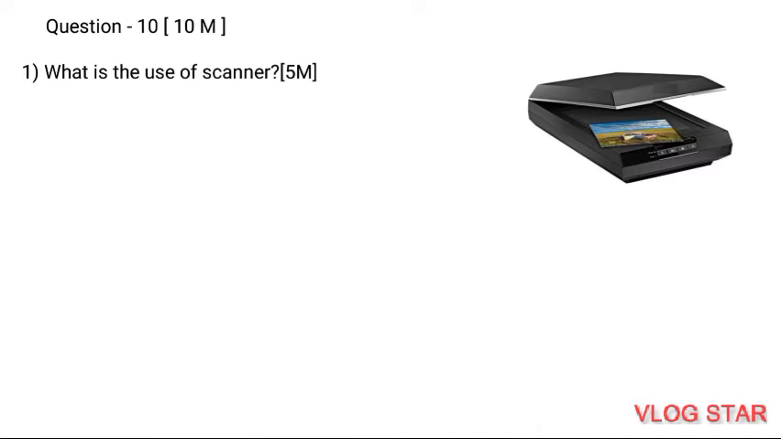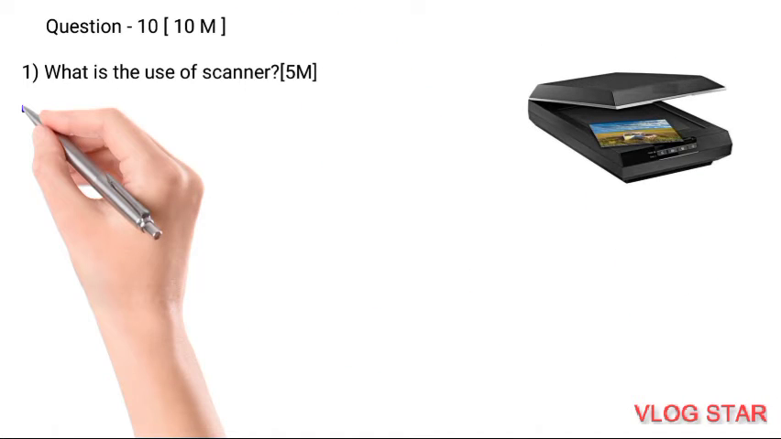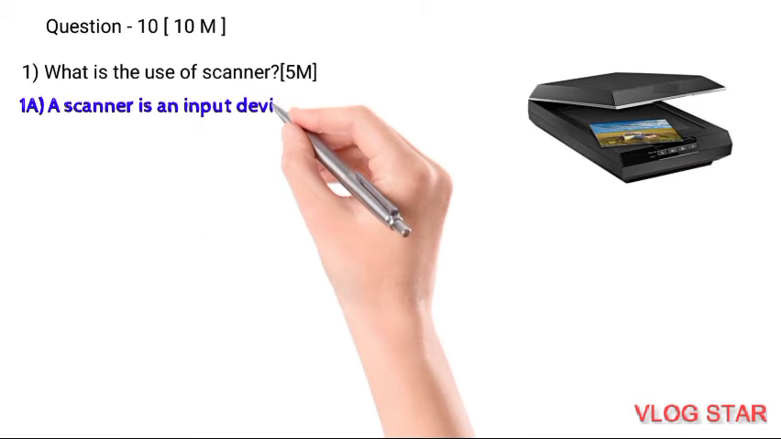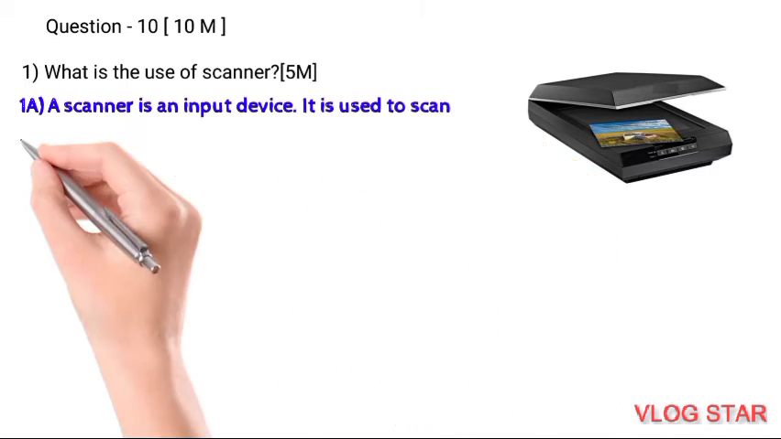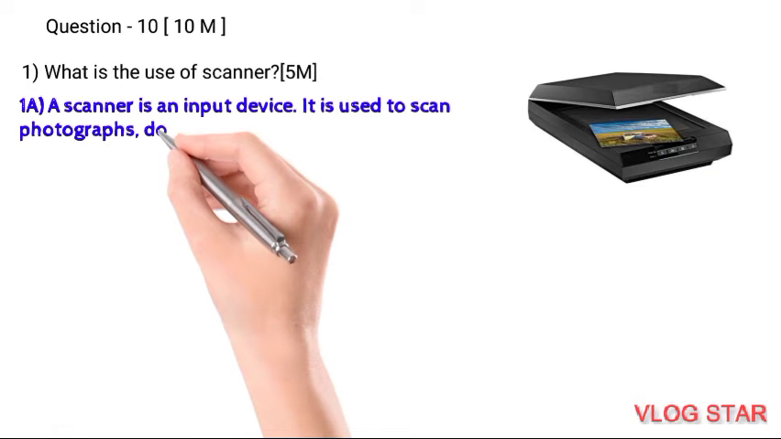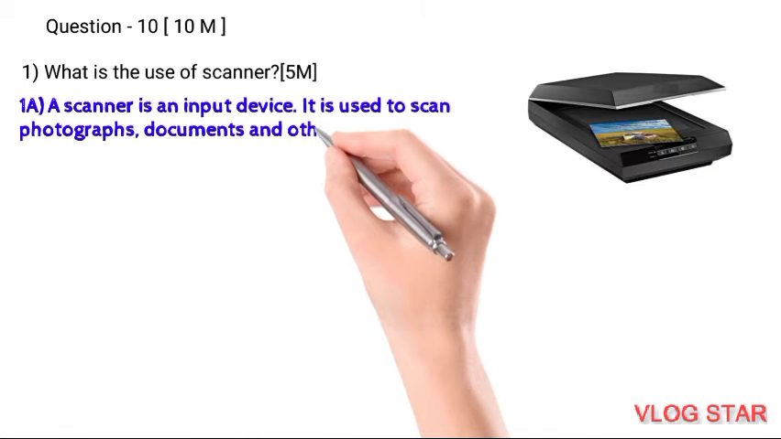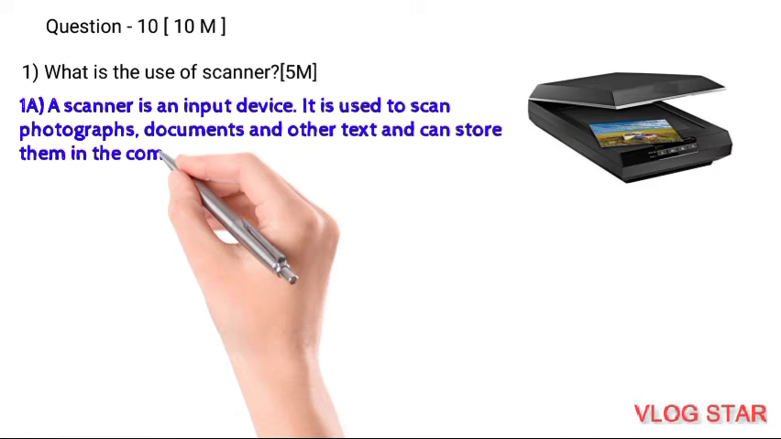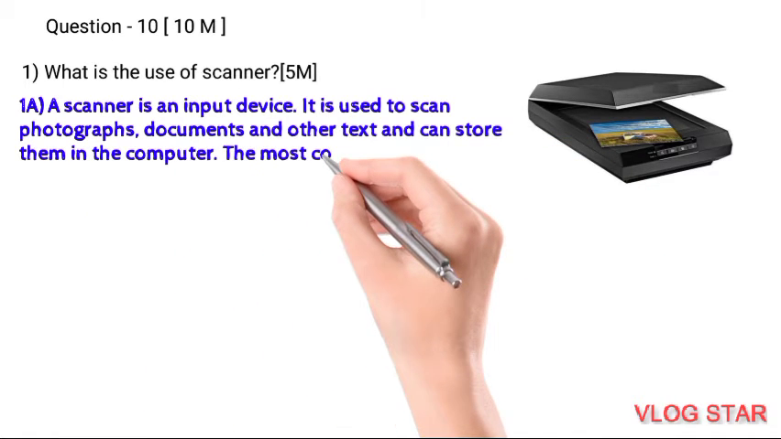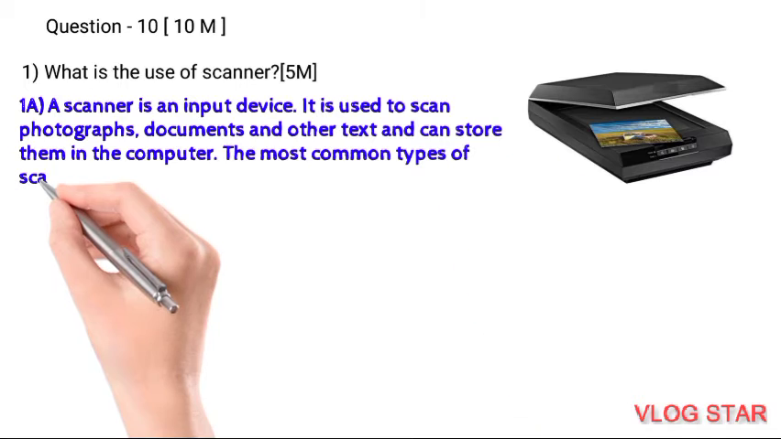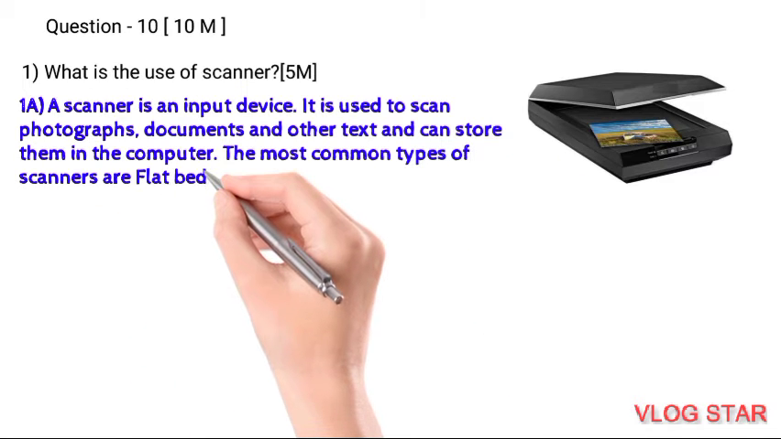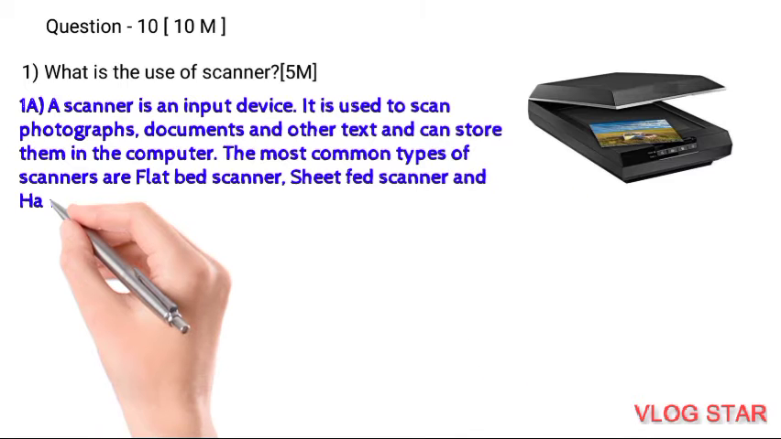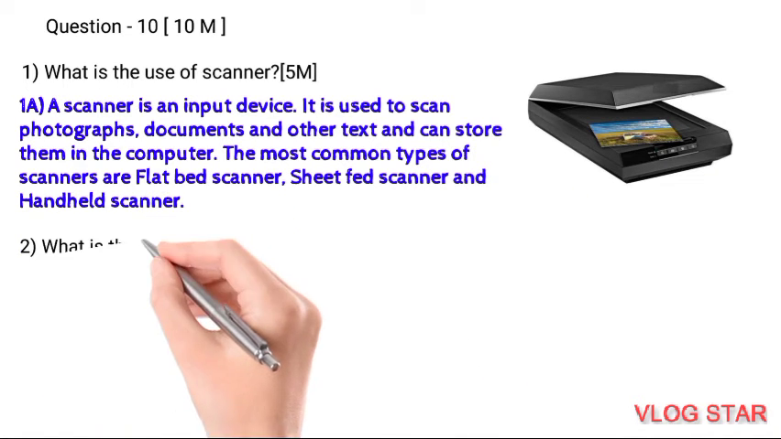Question 10. It consists of 10 marks. What is use of scanner? First question. It consists of 5 marks. So the answer is, a scanner is an input device. It is used to scan photographs, documents and other text and can store them in the computer. The most common types of scanners are flatbed scanner, sheet-fed scanner and handheld scanner.